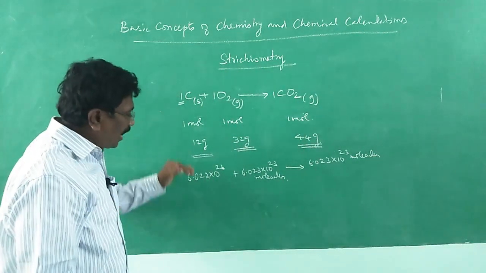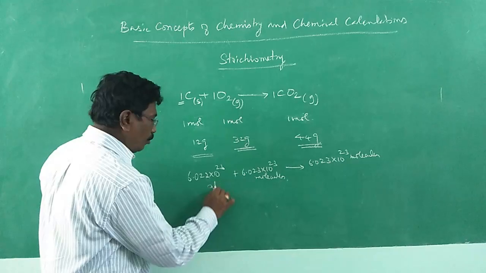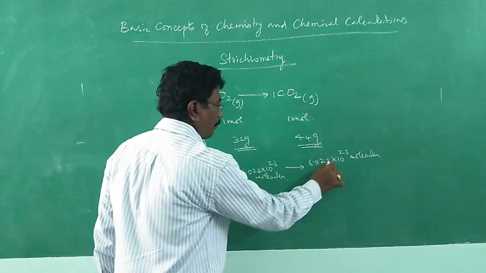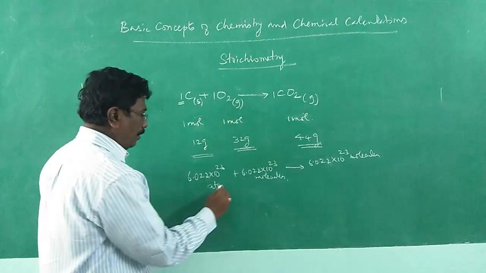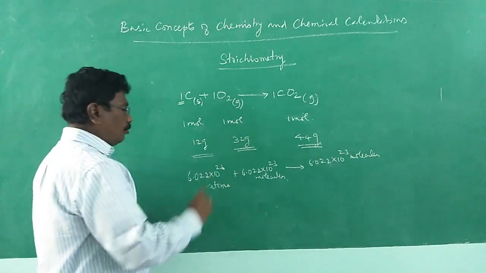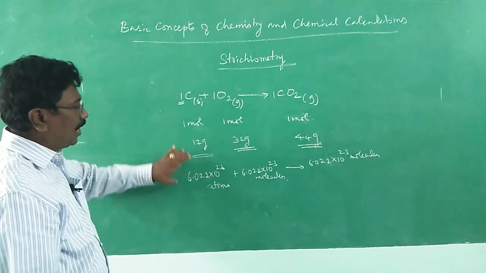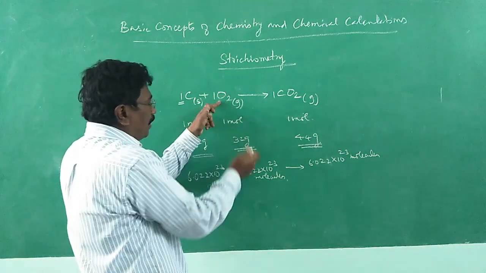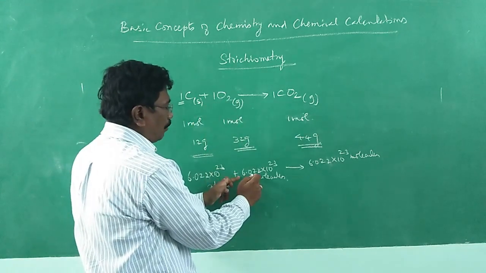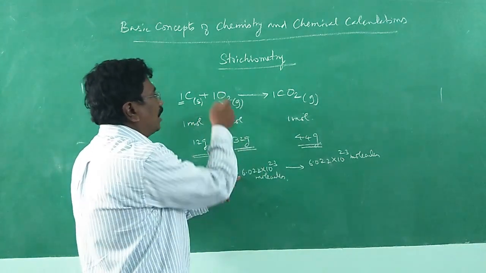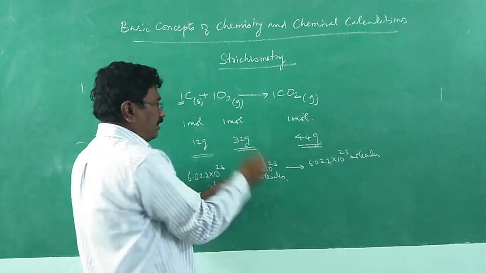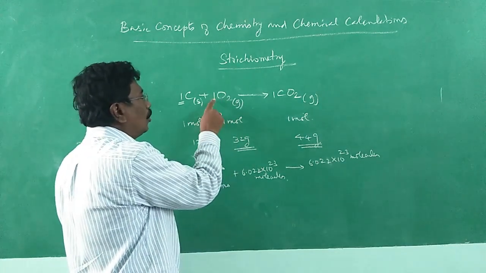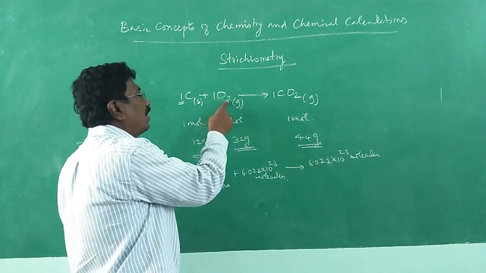Suppose we go in for atoms, 6.022 can be given instead of 6.023. Both are the same. 6.022 into 10 power 23 atoms of carbon combine with 2 into 6.022 into 10 power 23 atoms of oxygen, because 1 molecule of oxygen contains 2 atoms. 1 mole contains 2 moles of oxygen atoms.